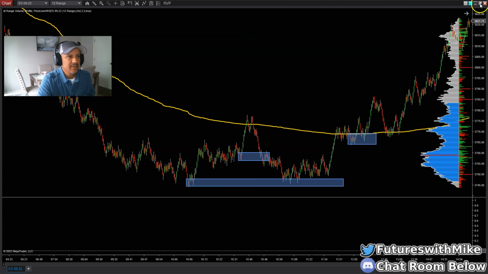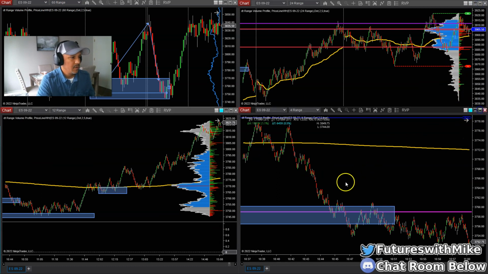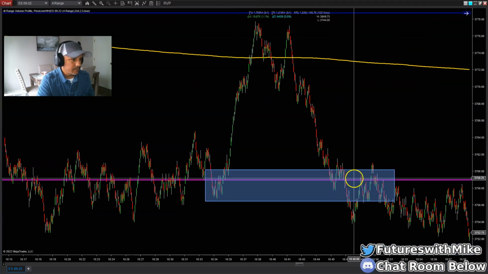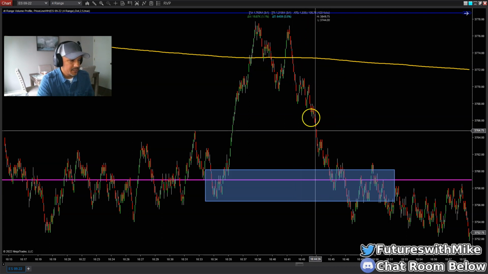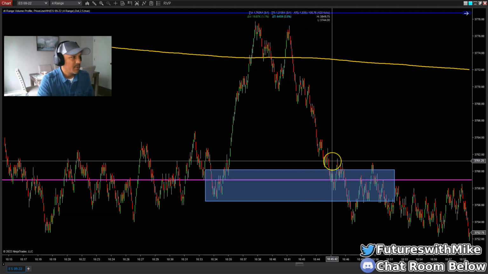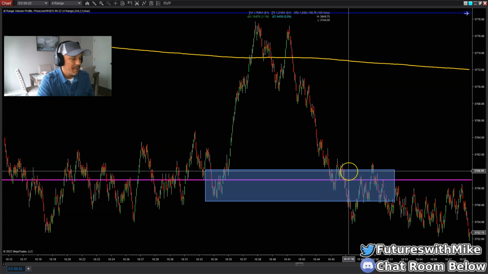Dig deeper and start looking at my 4 range chart, and that's what I do. Go to the 4 range chart, blow it up. This is the area right here. Price pulls back to the area. I don't see where it's breaking any structure back to the upside. Okay? I just showed you. If it did then pull back to this area, I'd be interested in going long.